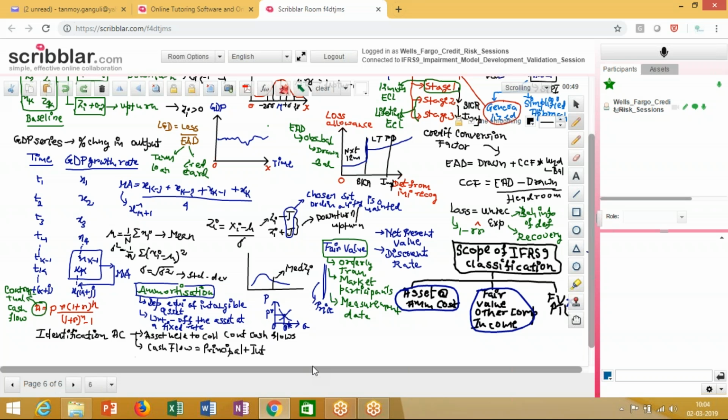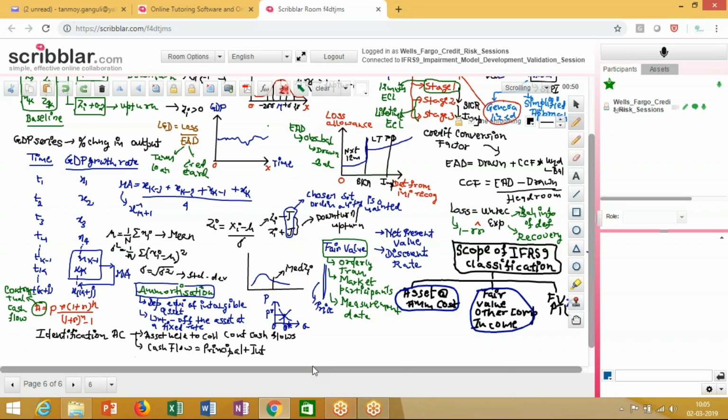Now the question is how this works in practice. There is a class of assets that a firm has on its books, and the way they have classified it may not be in line with the IFRS 9 classification. So the first thing to validate is whether the assets are classified according to the IFRS 9 standards.